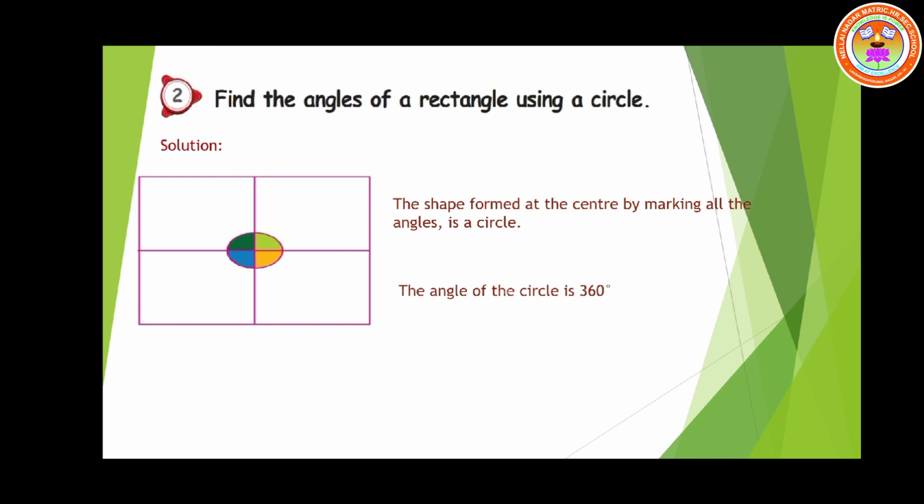Just now we learned in the notes that the angle of a circle is 360 degrees. So, if I want to find the angle of a rectangle, I need to divide 360 by 4, because 4 angles are formed at the center. So, 360 divided by 4 will give me 90 degrees. That is the angle of a rectangle.